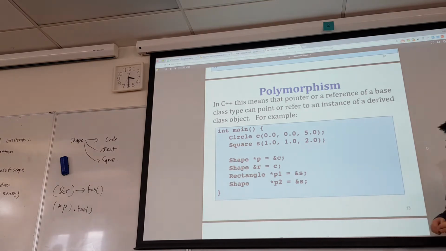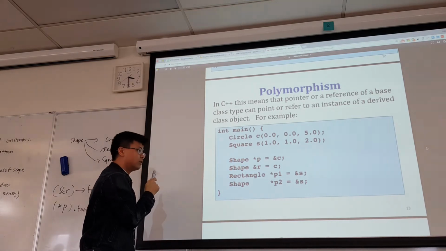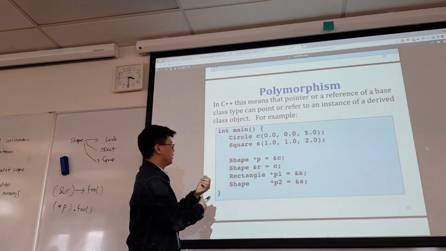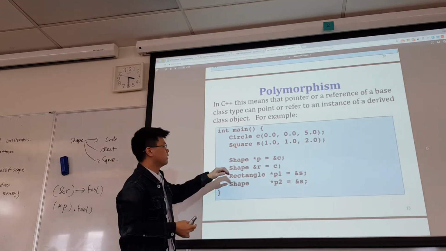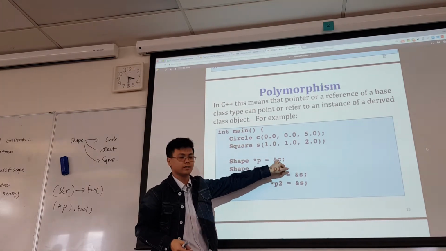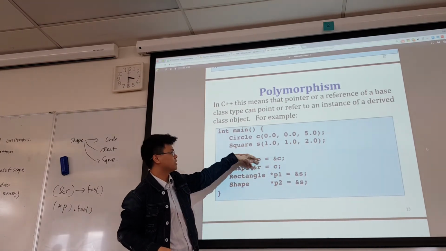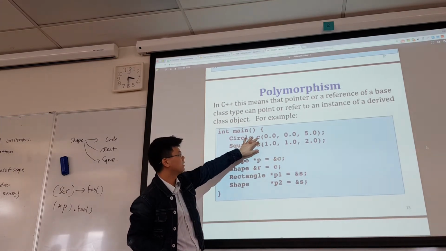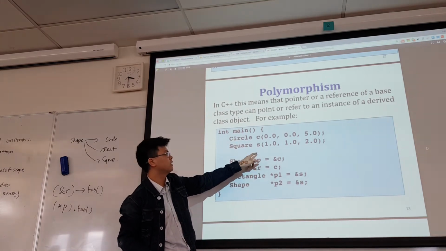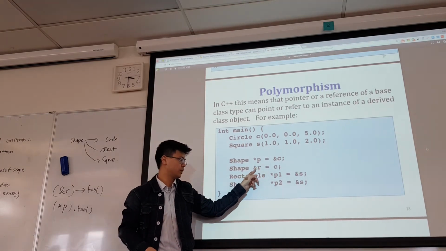But this says we create a circle and we create a square, and then we create another pointer that points to the same address, right? So this is the address now, it's no longer an alias. Pointer P points to the address of C. So different pointers, but same object. I can call C, in which case it will be considered a circle, or I can use P, in which case it is still the same object, but it will be considered a shape.